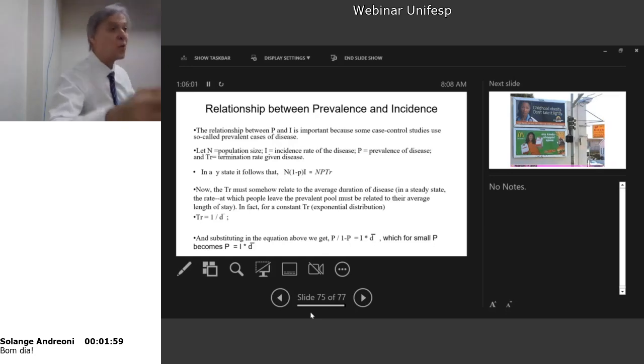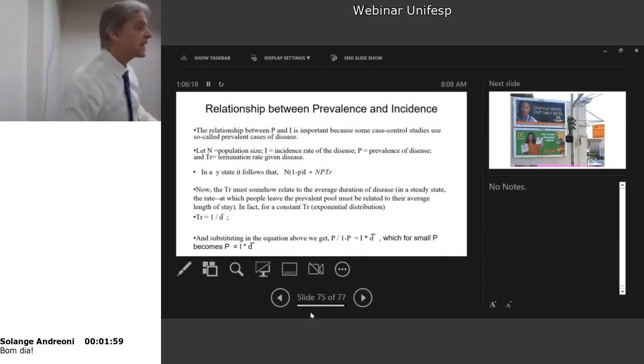So P is equal to I, the new cases coming in, times the duration, how long it takes that process to take. So the accumulating water reaches a level, then starts draining. But until you drain, that's the prevalence, the maximum prevalence you reach. So that's what you get on the prevalence estimation. If a disease like diabetes is long duration, you always have a huge prevalence in a small incidence.